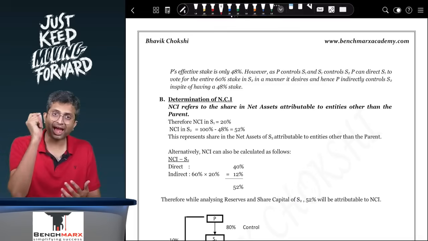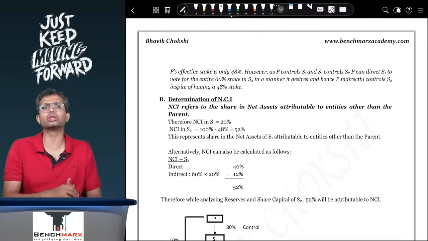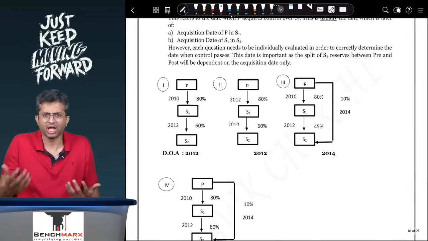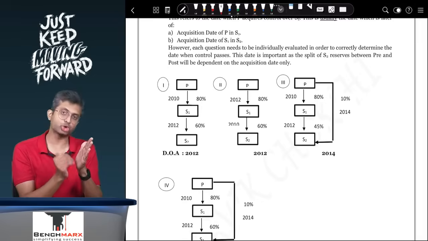You will also have to be very careful of the date of acquisition. Date of acquisition is the date when the parent actually gets control over S2, which is typically the date when the parent has control over S1 and S1 also has control over S2.